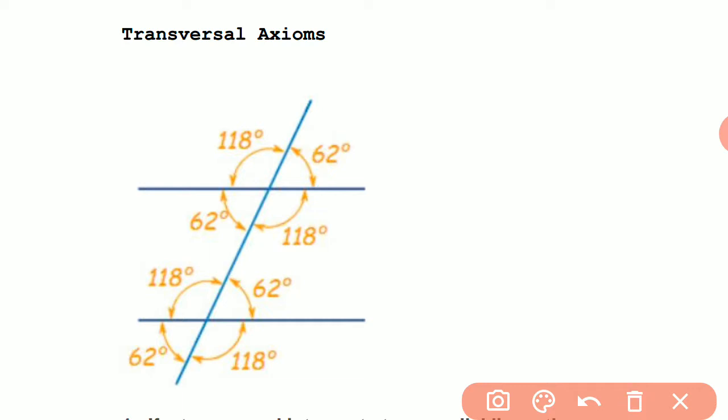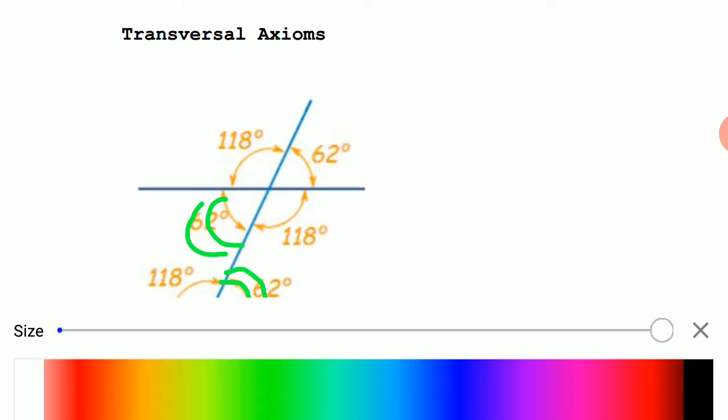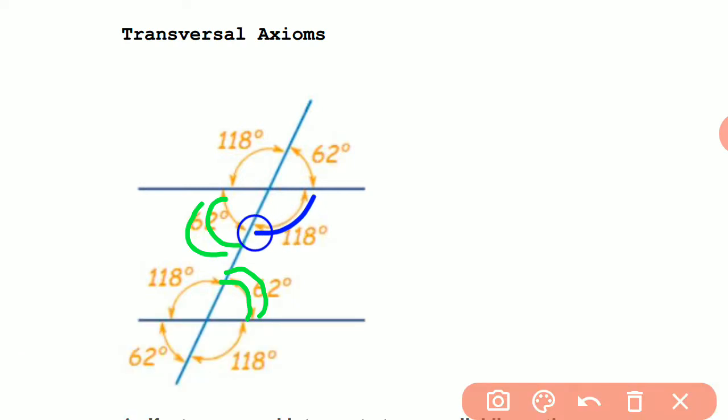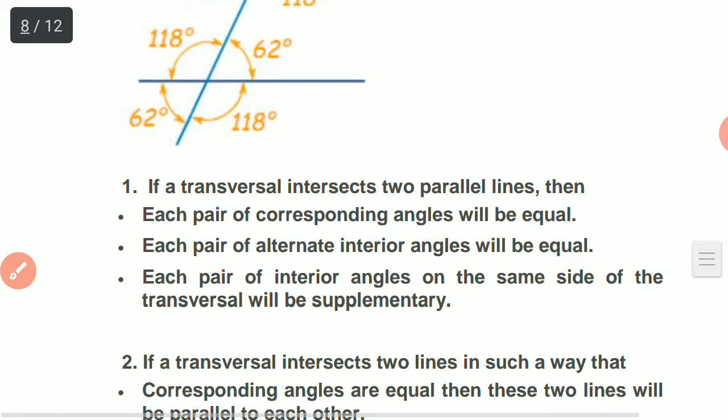Similarly, this angle and this angle are corresponding angles, they will be equal, and so on. And this angle and this angle are alternate interior angles, they will be equal, and this is also an alternate interior angle. The sum of interior angles on the same side of the transversal is supplementary. These two angles are interior angles on the same side of the transversal, so the sum of these two angles will be 180 degrees, and so on. All properties hold in this.